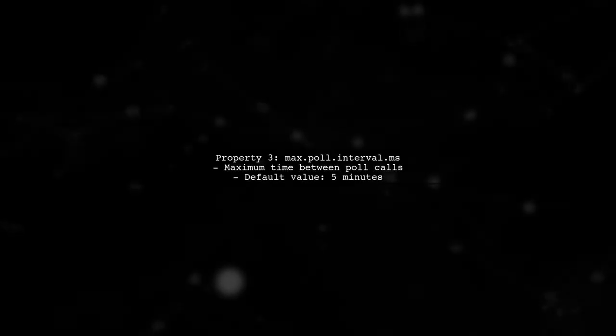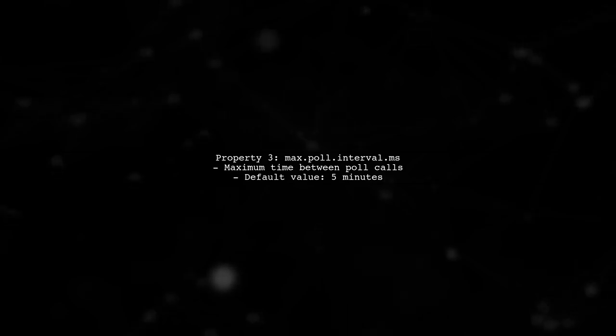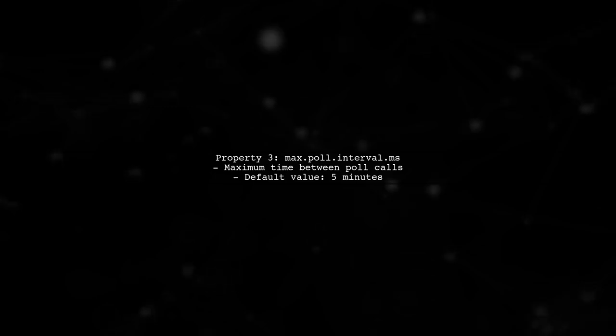Finally, we have max.poll.interval.ms. This property sets the maximum time allowed between calls to poll before the consumer is considered failed.